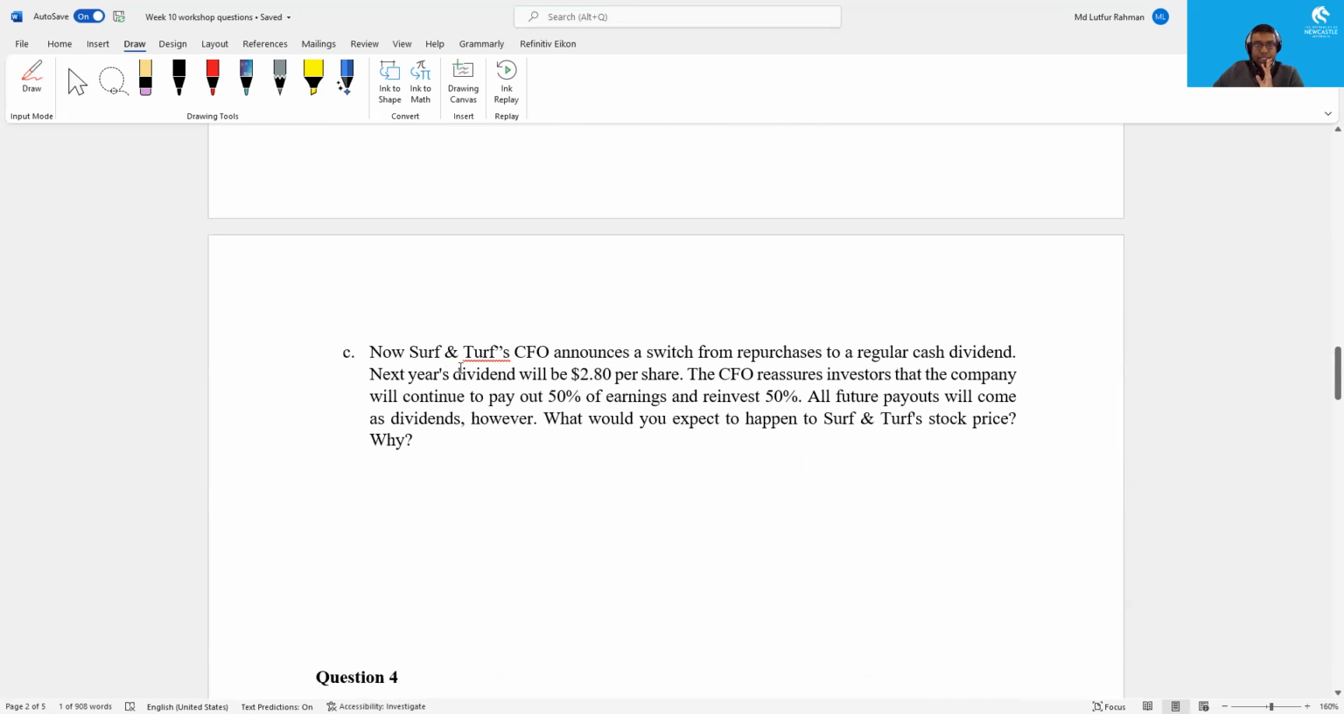The next part of the question is, now Surf and Turf's CFO announces a switch from repurchases to a regular cash dividend. Next year's dividend will be 2.8 per share. The CFO assures investors that the company will continue to pay out 50% of earnings and reinvest 50%. All future payout will come as dividends. So what would you expect to happen to Surf and Turf's stock price and why? Okay, now we have more straightforward information because the per share dividend is given. So we can calculate the share price straight away now, rather than going for a back calculation as we did previously, right?